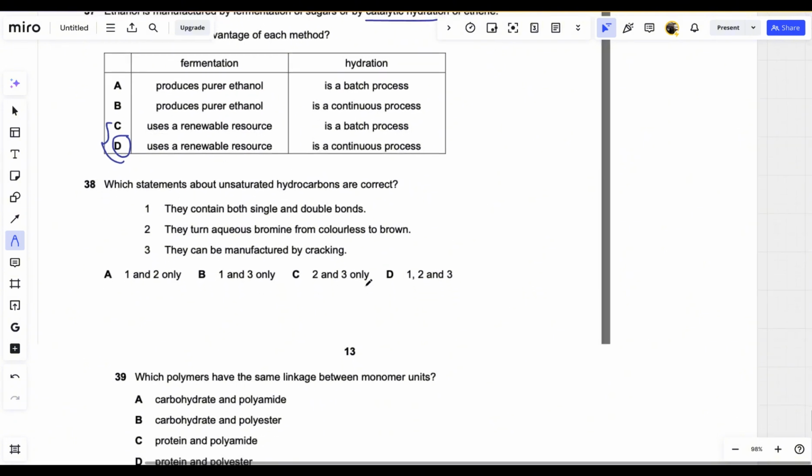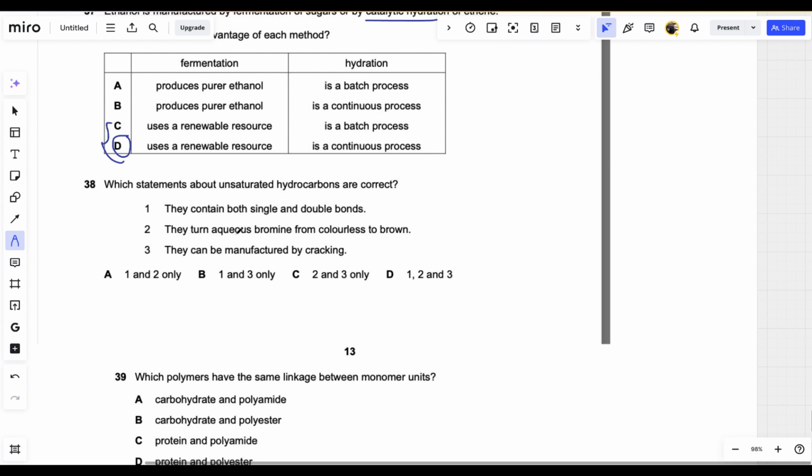Okay, we go to 38. Which statements about unsaturated hydrocarbons are correct? Do you know the saturated ones? Alkanes are saturated. Alkenes and alkynes are unsaturated. They contain both single and double bonds. Okay, they are asking which statement about unsaturated hydrocarbons is correct. They contain both single and double bonds.